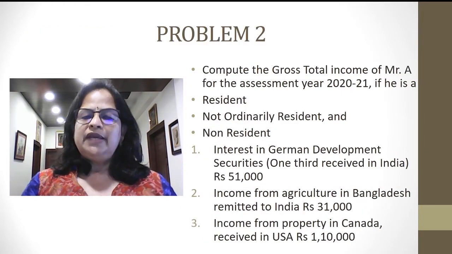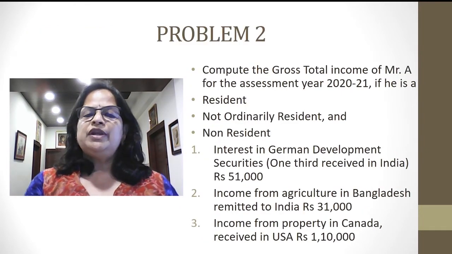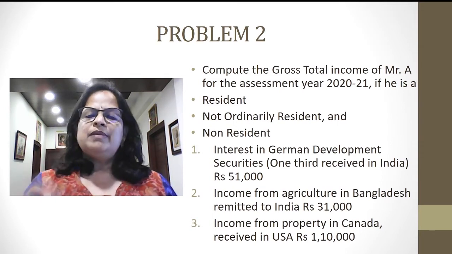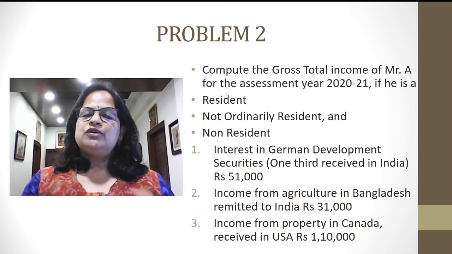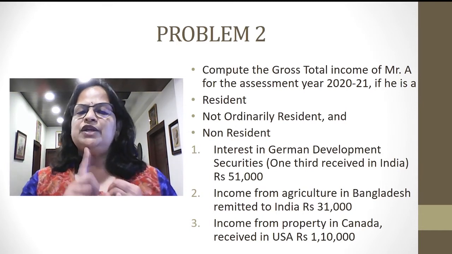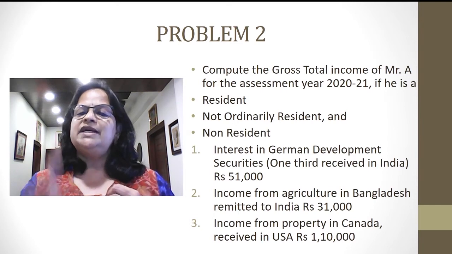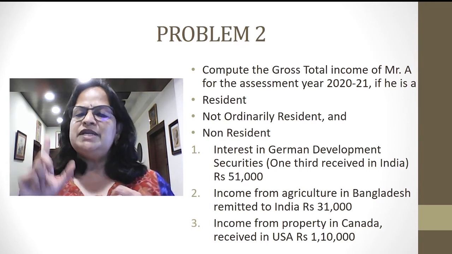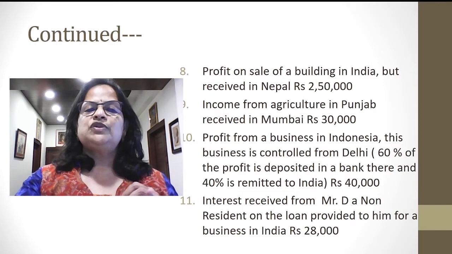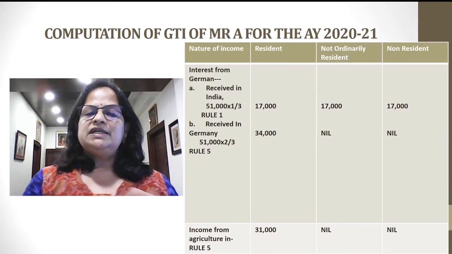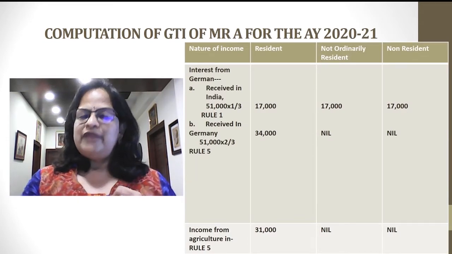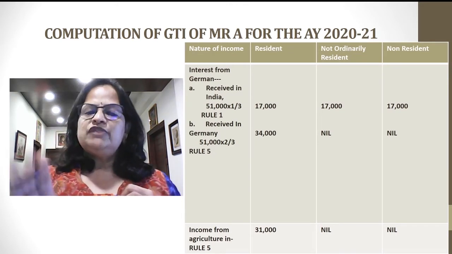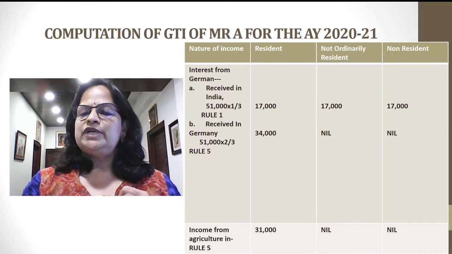Now point number 2, income from agriculture in Bangladesh remitted to India. When I taught you section 10 exempted income, I told you income from agriculture in India is exempted under section 10. But income from agriculture in a foreign country will be taxable. So this is the condition. So you see that second point, income from agriculture. It's a foreign country. Rule number 5. It's not business or profession. So rule number 5 will be applicable. 31,000 will be taxable for the resident. Other 2 cases it will not be taxable.